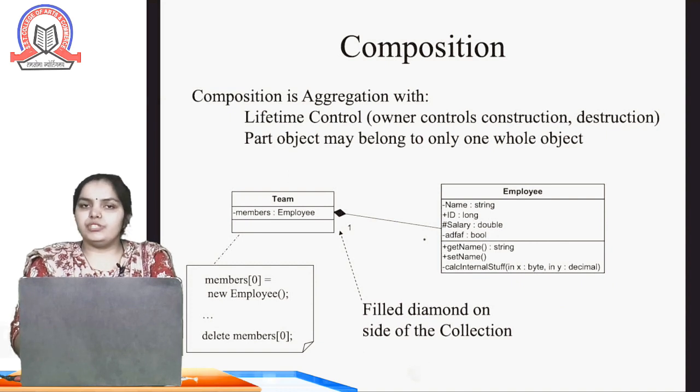Now the composition relation. Here you can see this relation is denoted with the filled diamond on the side of the collection. It is pointing towards the side of the collection, which is lifetime control, meaning owner control of construction or destruction. The part object may belong to only one whole object. Okay, so here is the example for composition.